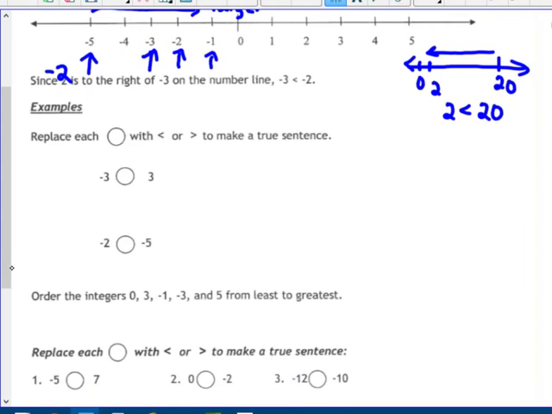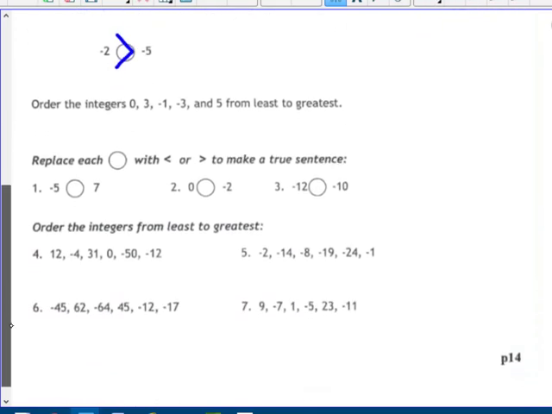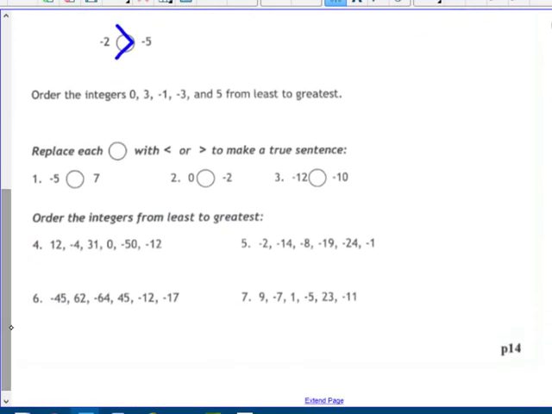Here's some examples. Replace that circle with a less than or greater than to make a true statement. Well, -3 is left of +3, so -3 is less than +3. -2 is right, and it's closer to 0 than -5. -2 is greater than -5. Order the integers 0, 3, -1, -3, and 5 from least to greatest. Least would be -3, then -1, then 0, then 3, +3, and +5 would be the greatest.